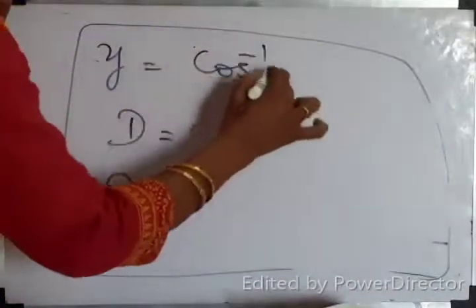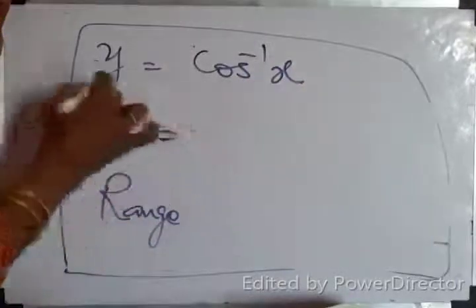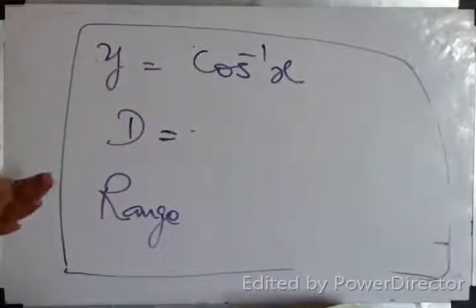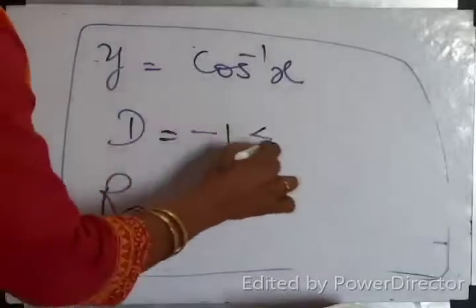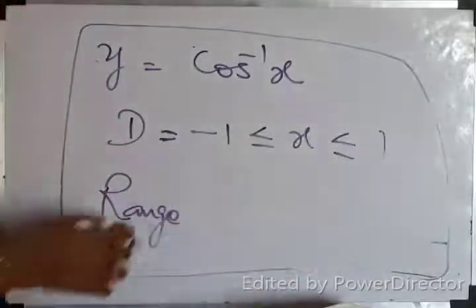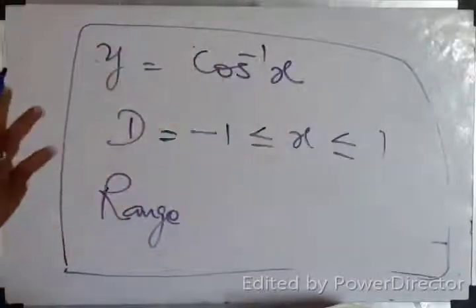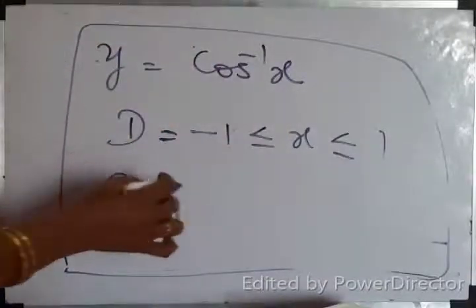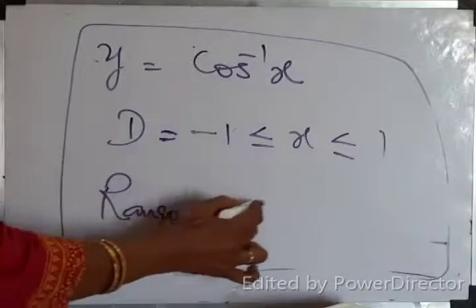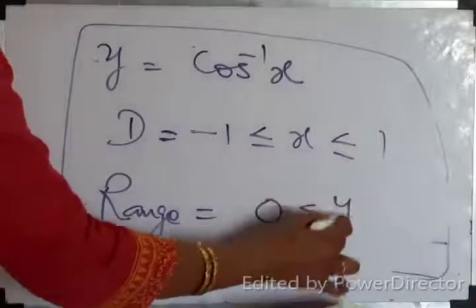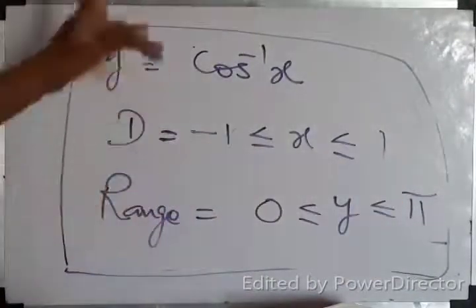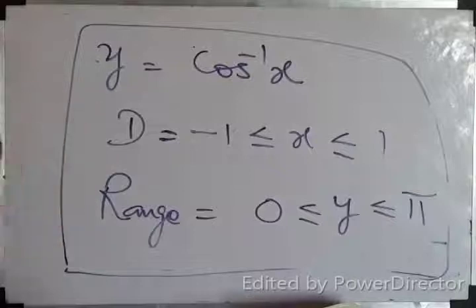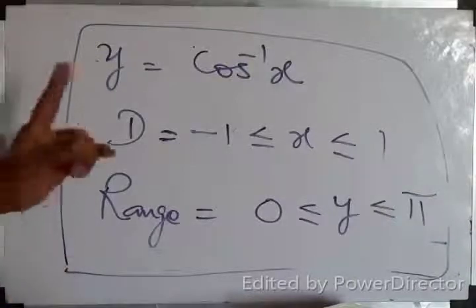What is it for cos inverse x? You can use the calculator also. You can find the domain. Domain is always minus 1 less than or equal to x less than or equal to 1. That is from minus 1 to 1. Range is 0 less than or equal to y less than or equal to pi. Range is from 0 to pi. No negative value for cos inverse x.